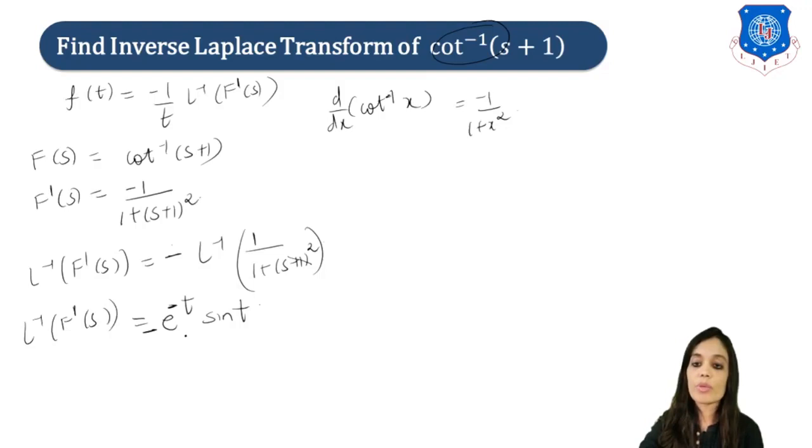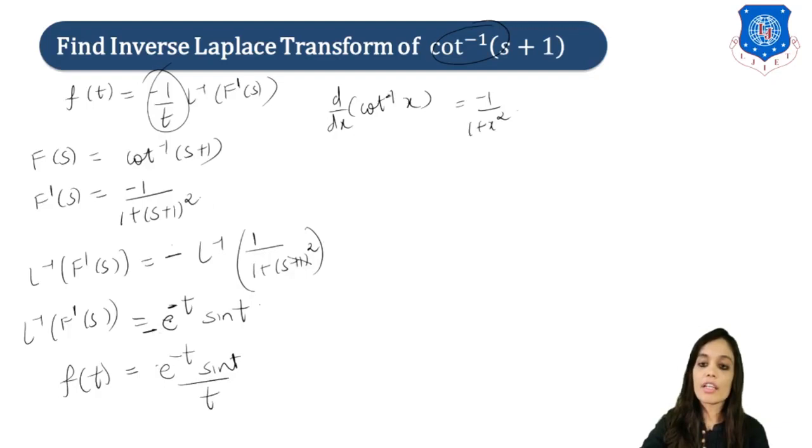Now we just have to multiply by 1 upon t to find our f of t. So f of t is minus, minus will become plus. So the final answer will be e raised to minus t sine t upon t, right? So this is our final answer.